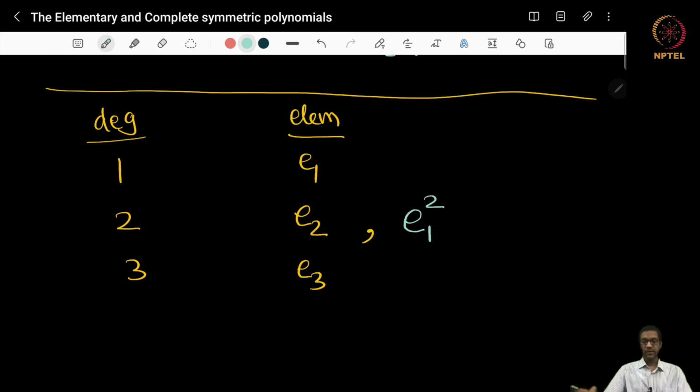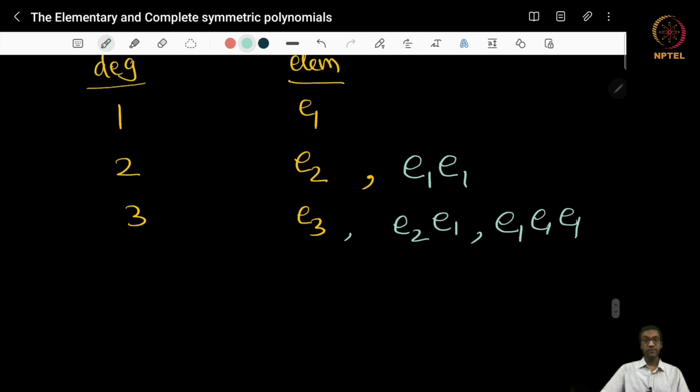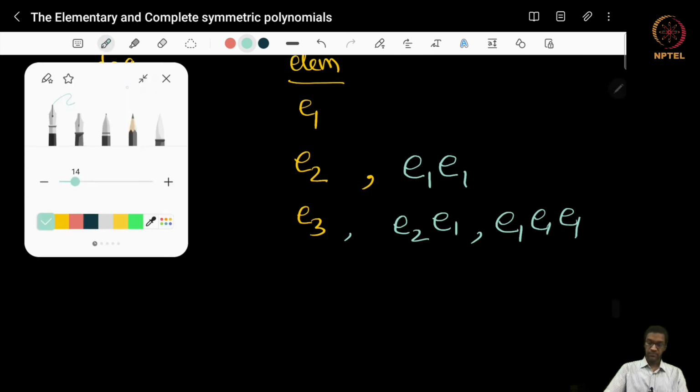So what should I do in order to get you something of degree 2? Well, if I take e1 into e1, the product of e1 with itself, then that's going to be of degree 2, because of course e1 is of degree 1, so e1 squared is of degree 2. Similarly, how do we get a product of elementary polynomials whose degree is 3? Well, we can take e2 into e1, and we can take e1 into e1 into e1. Now both these additional guys have degree 3. Now let's do the same thing in general.